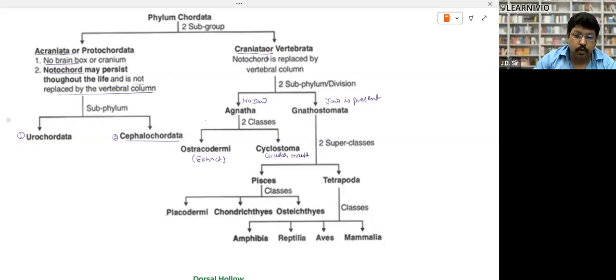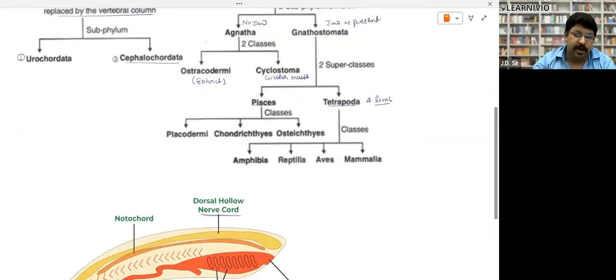They have been divided into two categories: Pisces and Tetrapoda. Pisces is a class of fishes, and Tetrapoda are those which have four limbs, right? Both fishes and Tetrapoda have jaws, but the fishes do not have limbs, right?